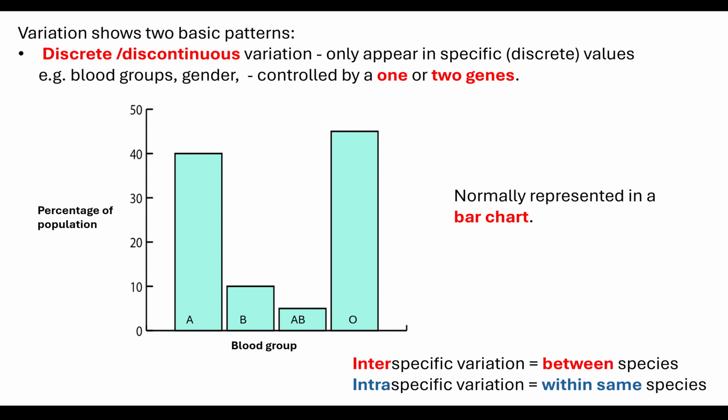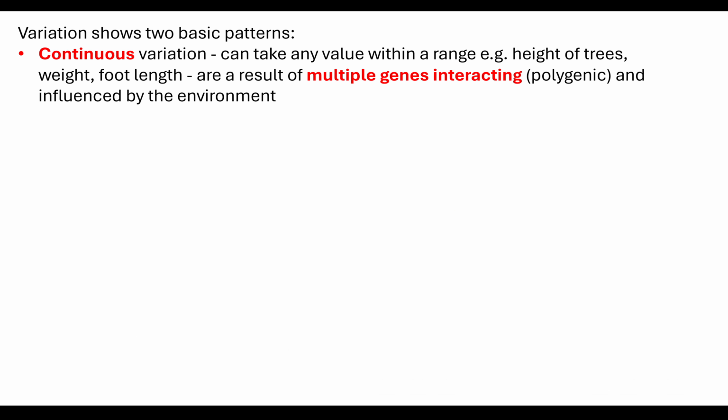Now, going back, we are talking about whether it was interspecific variation between species or intraspecific variation within species. So do make sure when you are reading any question, you have identified whether they're saying it's inter or intra, because that is important for figuring out whether it is discrete, discontinuous variation, or whether it is what's known as continuous variation.